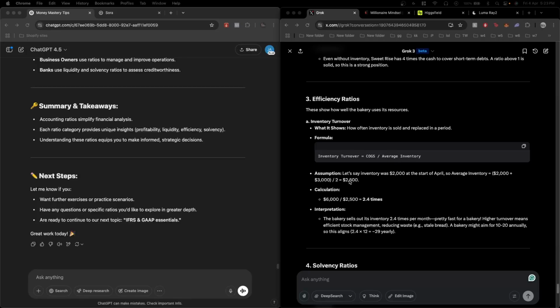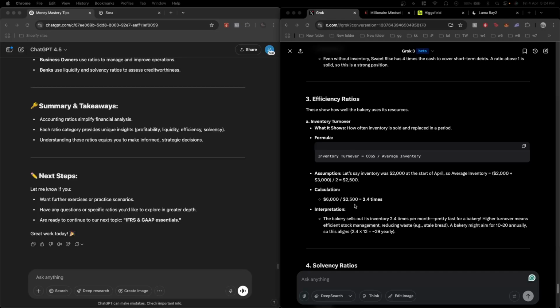So the assumption in this example, let's say inventory was $2,000 at the start of April. So the average inventory equals $2,000 plus $3,000 divided by 2, which gives us $2,500. So going back to the calculation, our cost of goods sold is $6,000 divided by our average inventory cost of $2,500 calculated here, which equals 2.4.